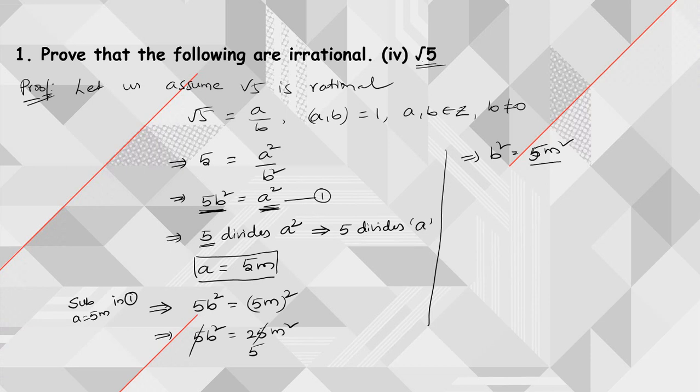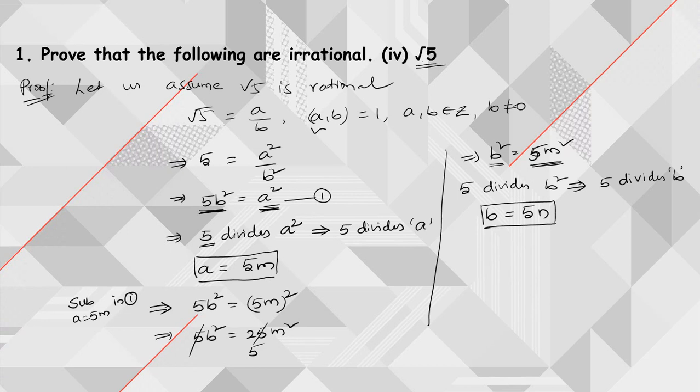Now again this particular part is a multiple of 5. That means b square is nothing but a multiple of 5. So when b square is a multiple of 5, clearly 5 divides b square. So when 5 divides b square, 5 divides b also, right? Now from this how can I write b? b is equal to some 5 times n. So b can be written as 5 times n.